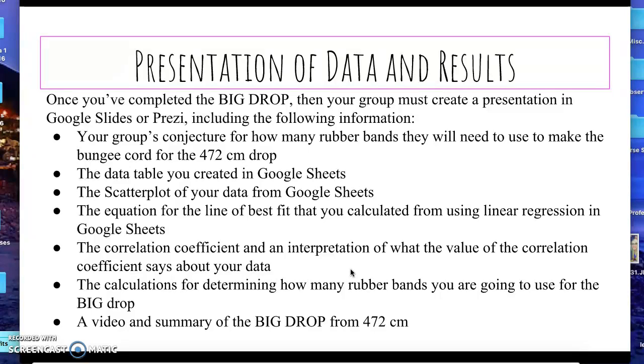So their prediction before they collected any data, their data table, scatter plot, equation for their line of best fit, correlation coefficient, which we would have talked about what that tells us about our data before the project, and then the calculations that they did using their line of best fit, and then of course their video of their actual big drop, and a summary of their results and what would they change, or was it a successful drop, but just kind of talk about the entire project and summarize. So that's it. That's Barbie Bungee.